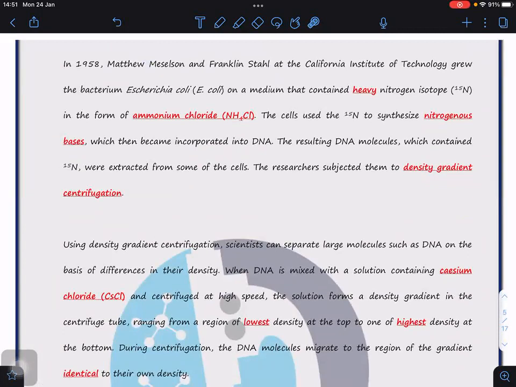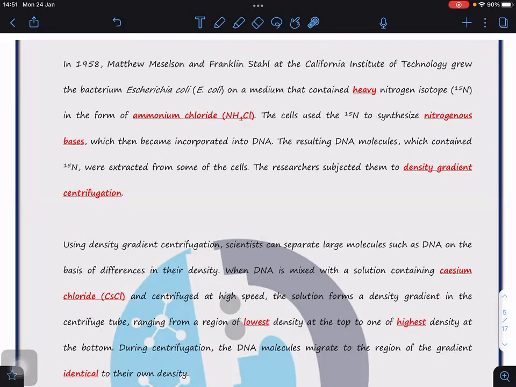Basically, Meselson and Stahl carried out the experiment by growing the E. coli bacteria in a medium that contains the heavy isotope, in the form of ammonium chloride. Okay, so the ammonium here has the nitrogen, and this nitrogen is a heavy isotope. So it means that the bacteria synthesize their nitrogenous bases using this 15N. So it means that the DNA will be heavier.